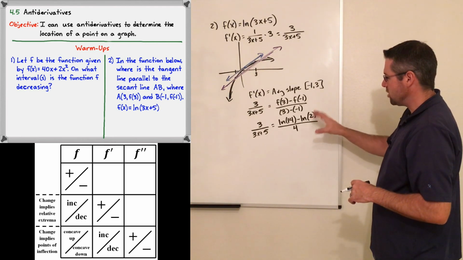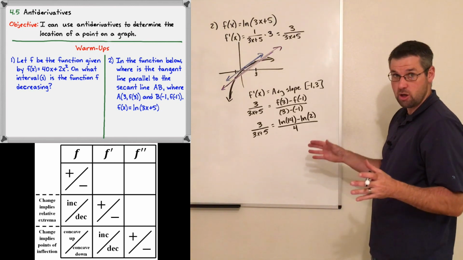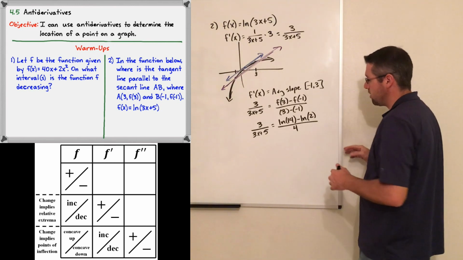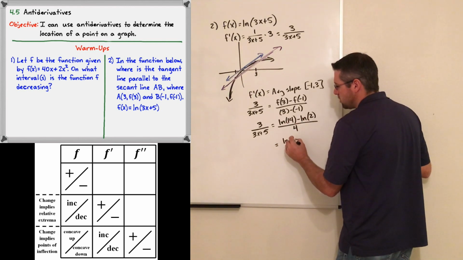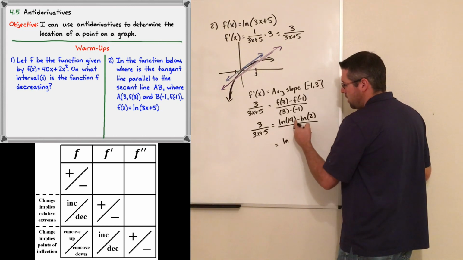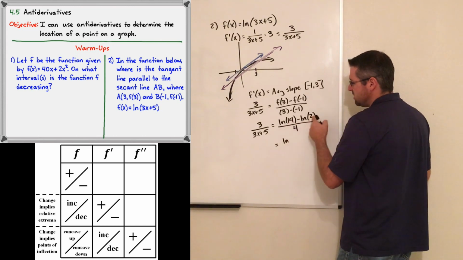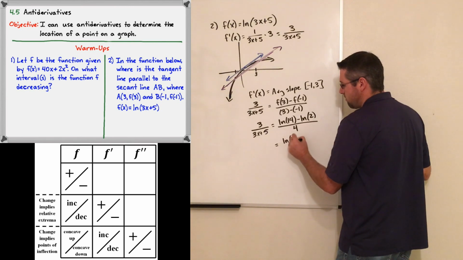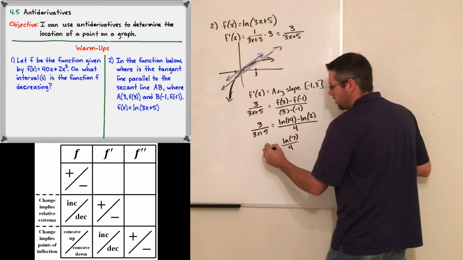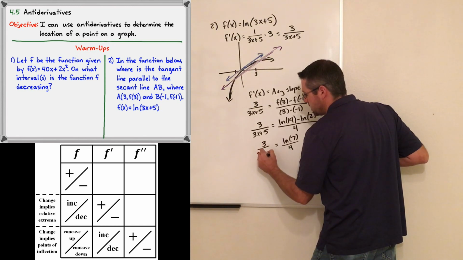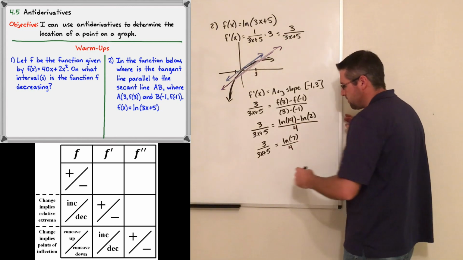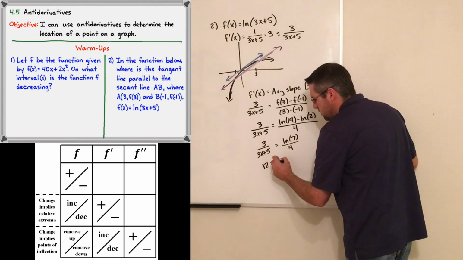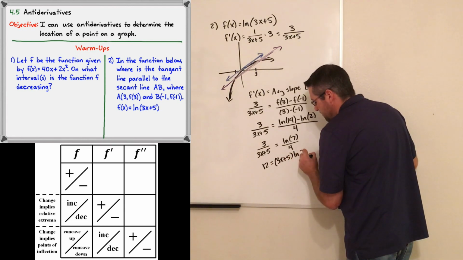Now, if you remember back from Algebra 2 or Math 3 or wherever you learned the rules of logarithms, you would remember that when I subtract two logs, that is equivalent to taking the natural log, or the log, whichever log you're taking, of the quotient of these. So it would be the natural log of 14 divided by 2, or in other words, the natural log of 7. So we end up with natural log of 7 over 4 is equal to 3 over 3x plus 5. Okay, and then we're going to go ahead and cross multiply here. So we end up with 12 equals 3x plus 5 times the natural log of 7.